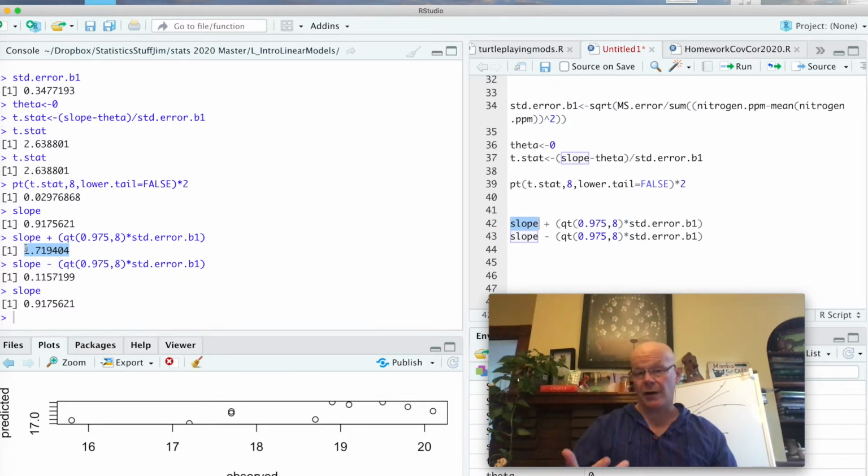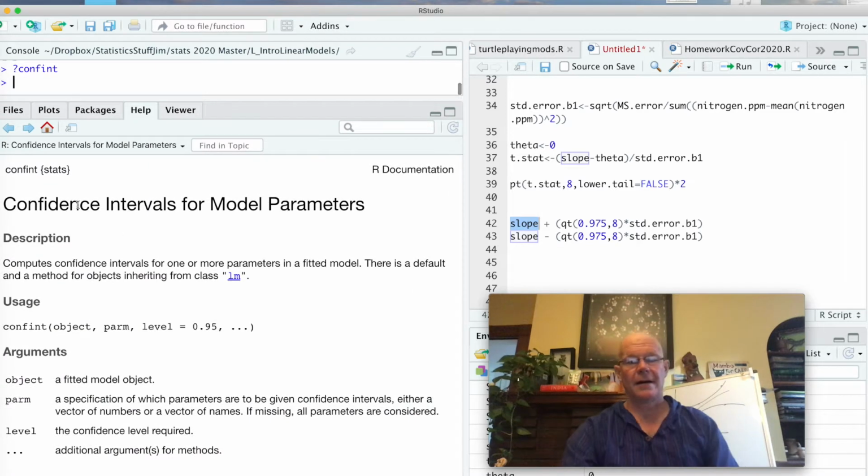Now, there's a shortcut to do that exact same thing using a function called confint. Question mark, confint. Confidence intervals for model parameters. And what does it want? It wants the object. So it's going to want our model object, mod. It is going to want the parameter that we're interested in. Here, the parameter that we're interested in is nitrogen, parts per million. And then we're going to give it the level. And by default, it's going to say the 95% confidence interval.